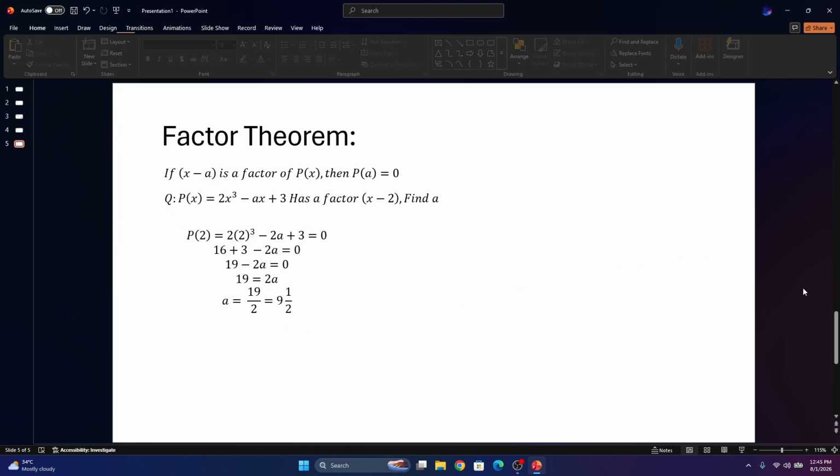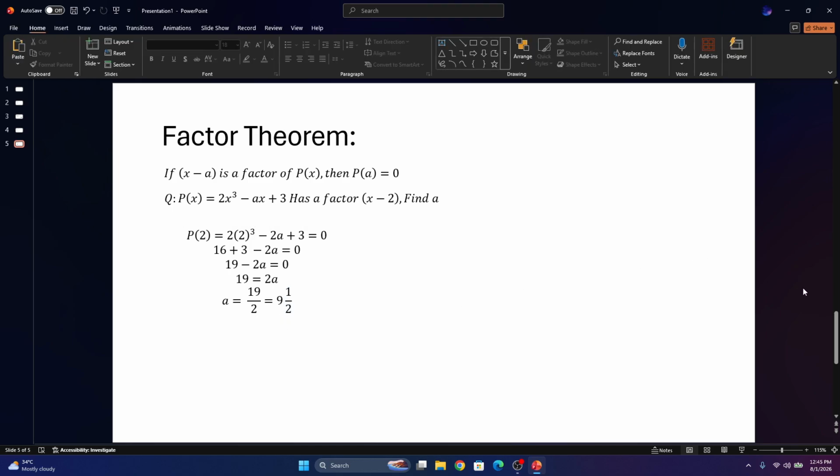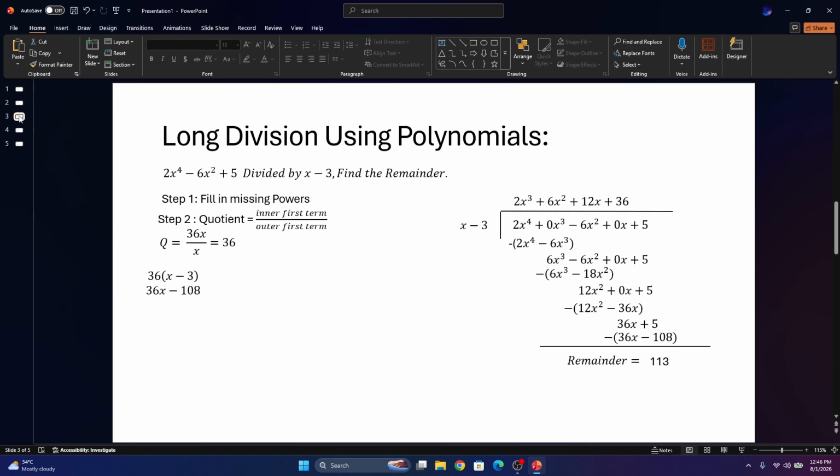So basically, this is what the factor theorem and remainder theorem are used for. They are used for solving these equations and finding values of unknown variables. If our divisor or factor is not linear and is a quadratic or a cubic expression, we have to use long division, which is why this was the first thing that I explained, because this is what we're going to be using the most in our polynomial questions.